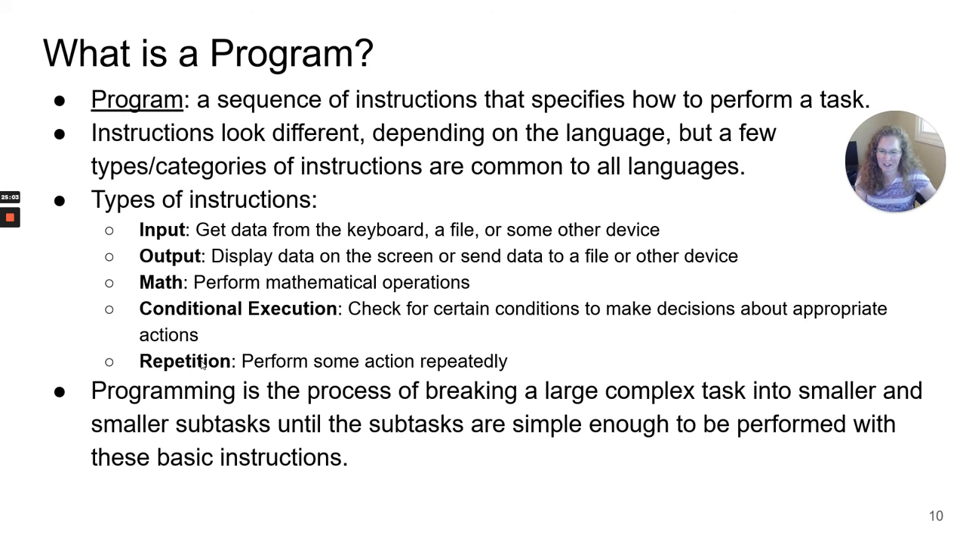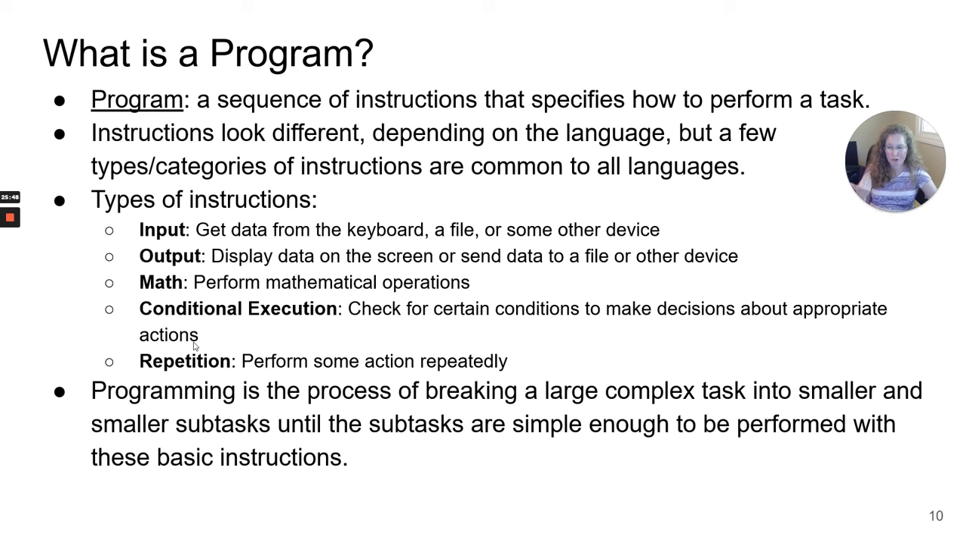Once you know one language, and you can start thinking about things in terms of input, output, math, conditional execution, and repetition, then you've taught yourself how to think like a programmer, how to use these ideas to express a task. And once you have that way of thinking, it's pretty easy to learn a new programming language. Once you learn Python, it'll be really easy to learn how to program in C++ or Java, because they have, at least generally, the same high-level kinds of concepts.